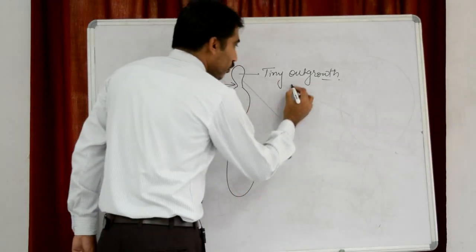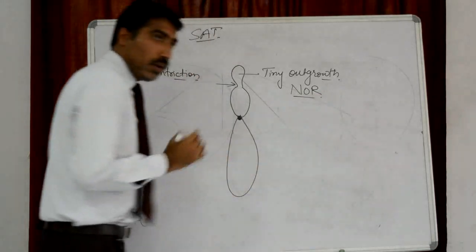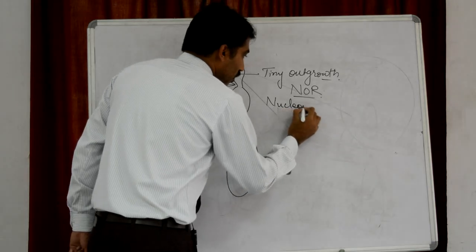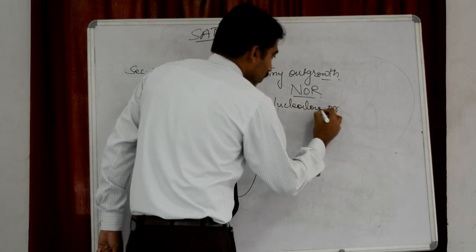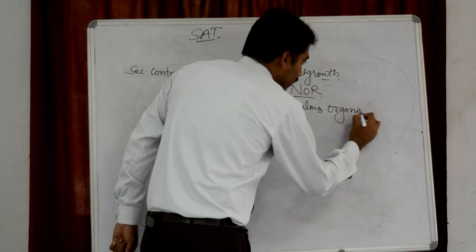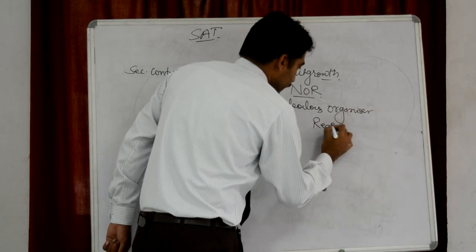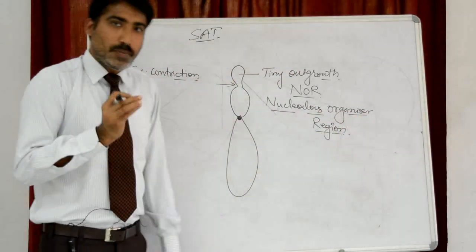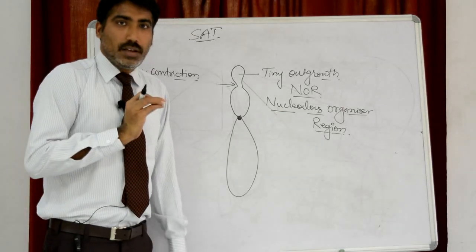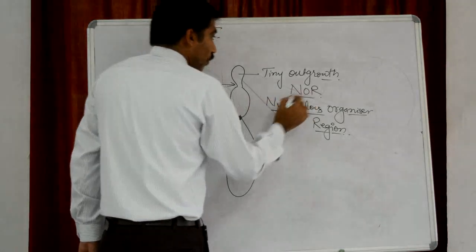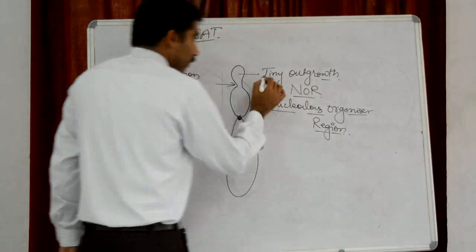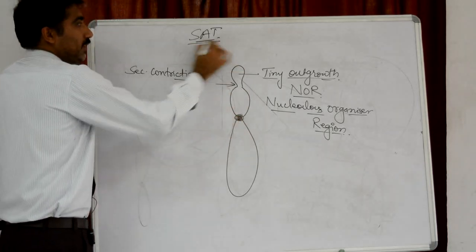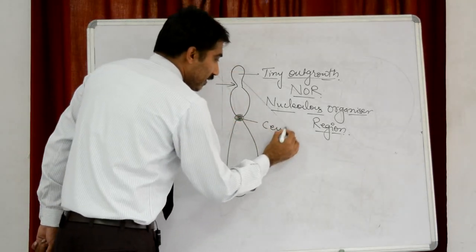Do you know this tiny outgrowth? What do we call it? We usually call it NOR, nucleolus organizer region. NOR is associated with the nucleolus, which is present inside the nucleus of a cell. So wherever we find this NOR, which is a tiny outgrowth, we call this chromosome a satellite chromosome. All the things remain the same.